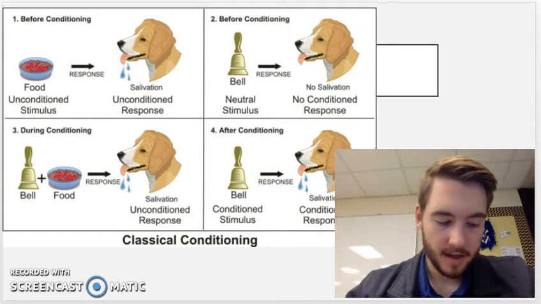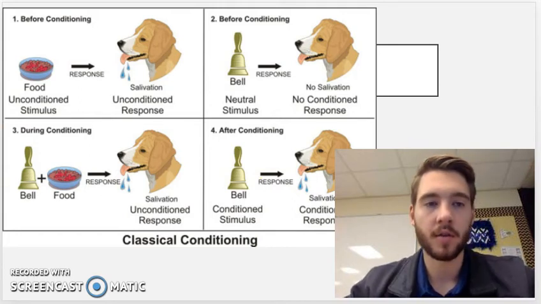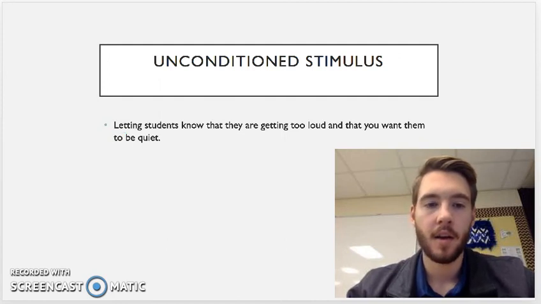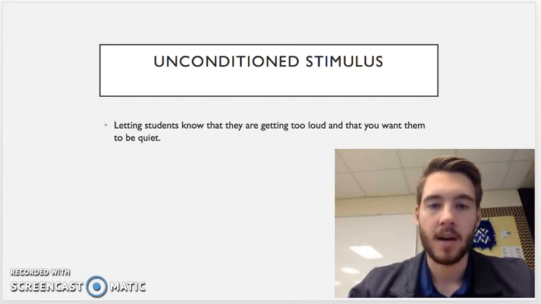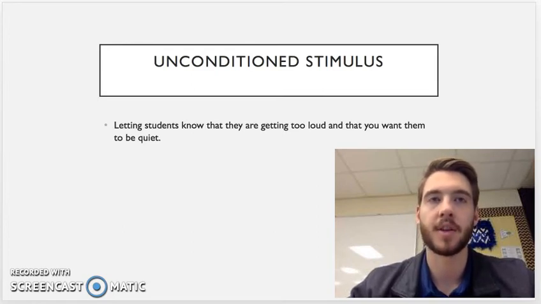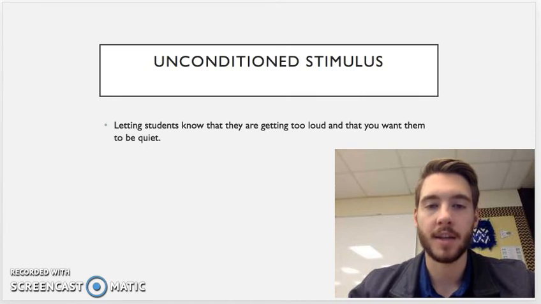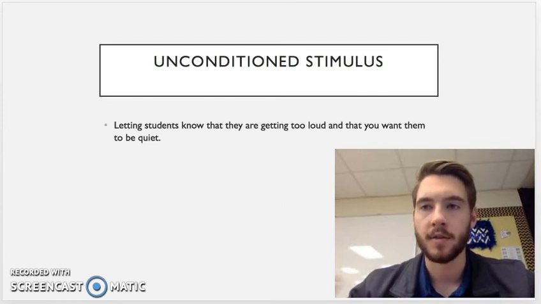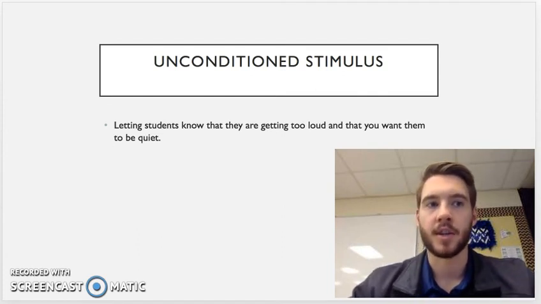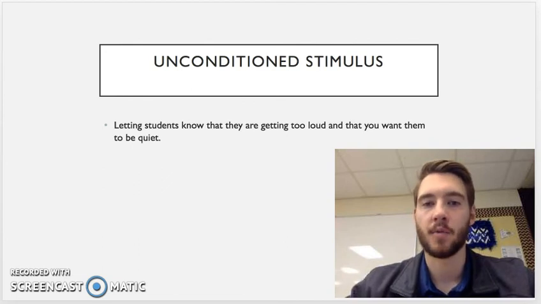As far as application to a real-world classroom scenario, I came up with a little something. If you want to go about making a procedure where flickering lights let the students know that they're too loud, it would go like this. You have the unconditioned stimulus, which is letting students know verbally that they're too loud and you want them to be quiet. The students don't need any conditioning to understand that you want them to be quiet.